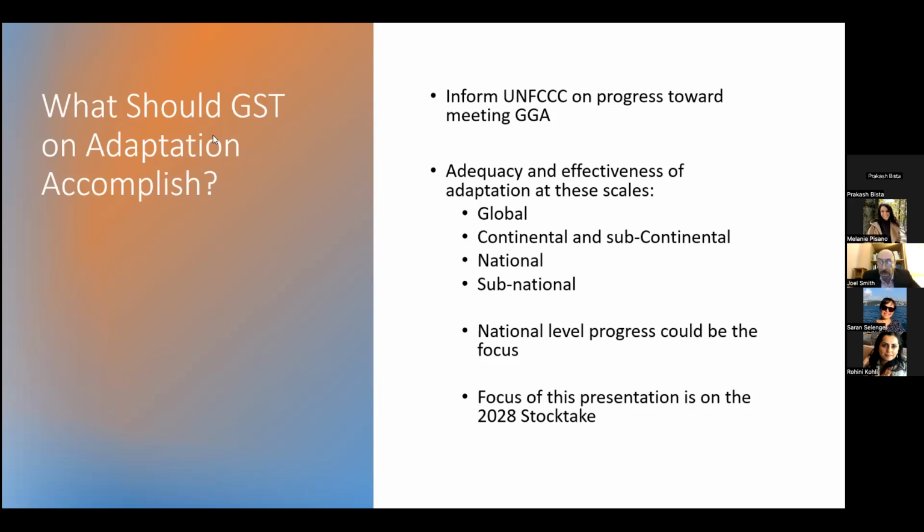Now the first stocktake, as many of you know, is actually happening this year, and there have already been documents presented. Because that's already happening, this paper, my presentation, is really focusing on the next stocktake 5 years from now, and essentially going to lay out some ideas about where this could go.